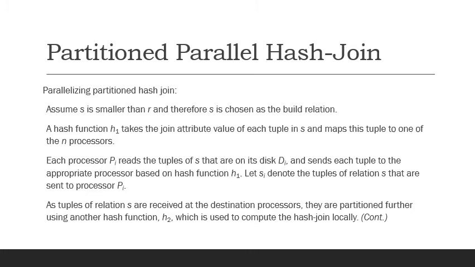Let Si denote the tuples of relation S that are sent to the processor Pi. As tuples of relation S are received at the destination processors, they are partitioned further using another hash function h2, which is used to compute the hash join locally.